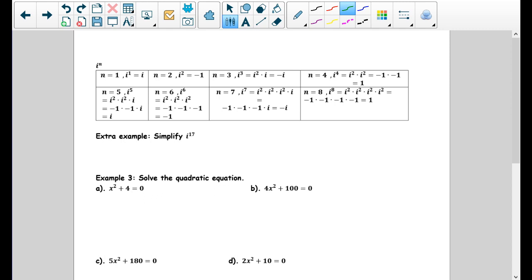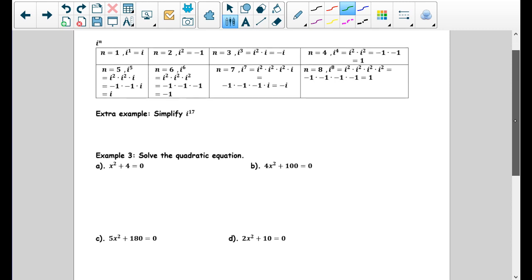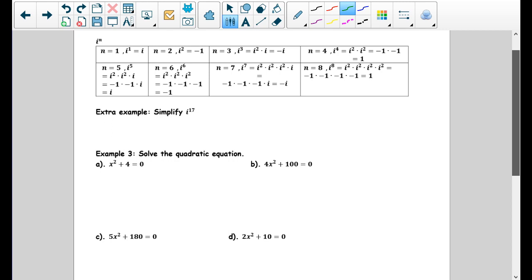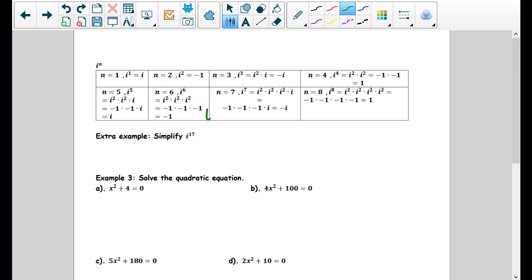Now, if I have i to the 17th, so let's think about this again. We're looking for that pair, right? So let's separate this: i to the 16th times i. There's my 17 i's, right?